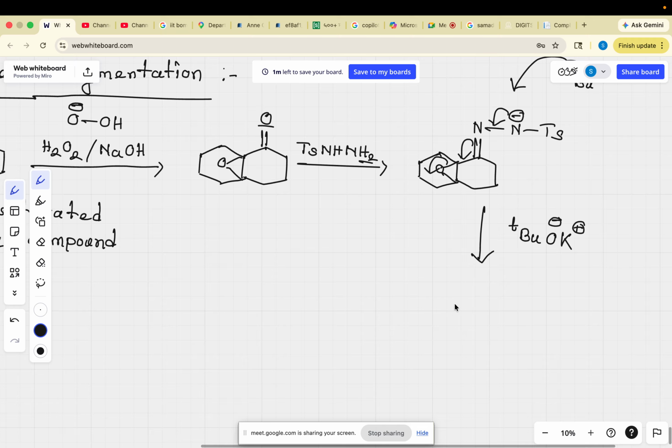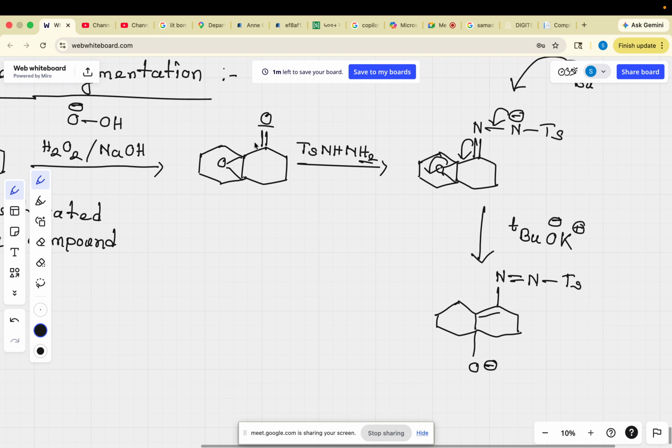So what are we getting? I am getting a double bond here. Then nitrogen, double bond, nitrogen. Here you have tosyl, and here you are getting O minus, right? Right or not? Yes, sir. Clear.